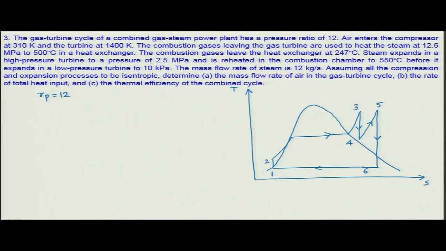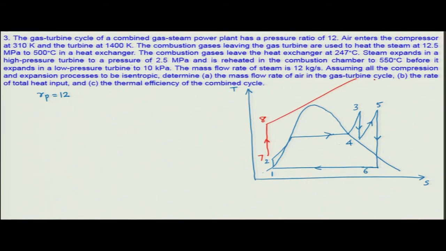Now, there is a topping cycle, that is the gas power plant. So, that is based on the Brayton cycle, which we have already seen how to solve this type of problem. So, now what is happening there? There you have another cycle basically. So in the Brayton cycle you have an isentropic compression process, which is 7 to 8, the compression following an isentropic process.